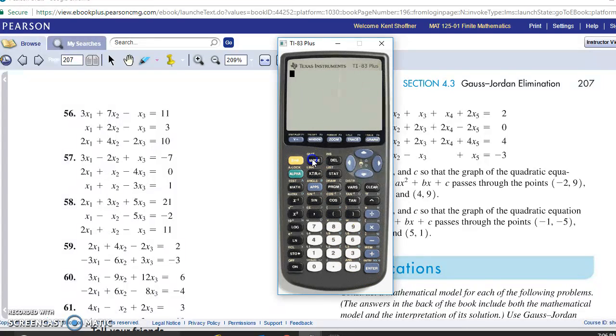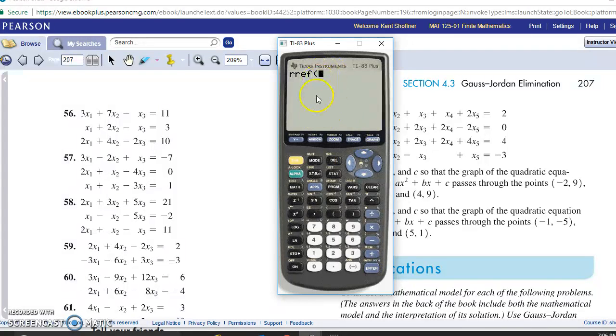So I'm going to hit second quit. Now I'm going to go back to the matrix menu, second, x to the negative 1. I put the matrix in here in A, so just keep that in mind. I'm going to go over to math, and remember that we talked about reduced row echelon form, RREF. I'm going to go to RREF, so I'm going to hit enter.